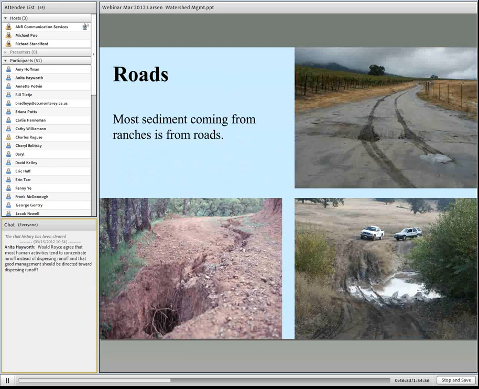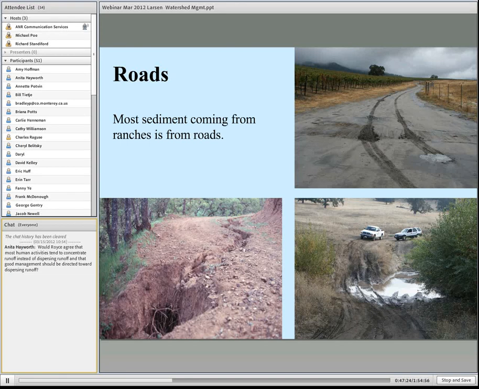Just a little bit about roads. As we look at our ranches in particular, roads is where most of the sediment comes from, and how they're designed and the ideas of what you can do to help prevent that. It's that whole idea of creating these hard, bare soils that are resistant to infiltration, causing the surface runoff and the buildup of extra flow in our streams.